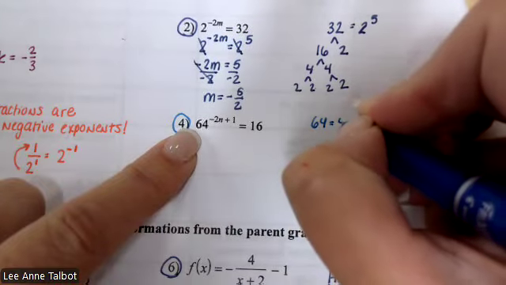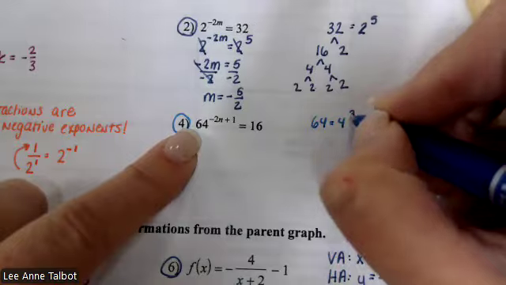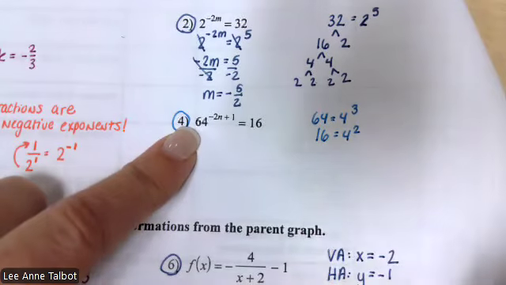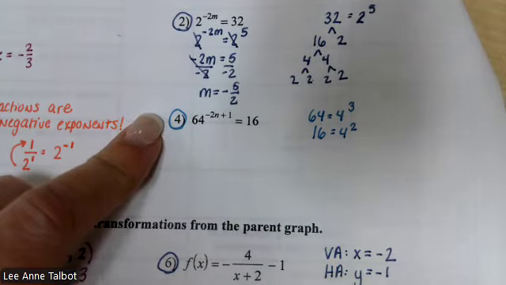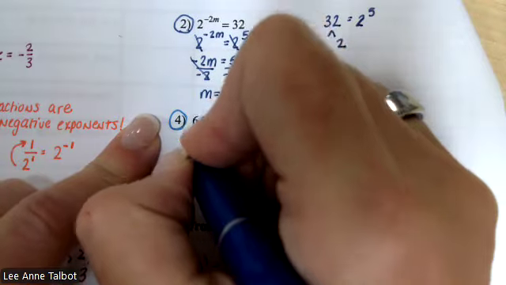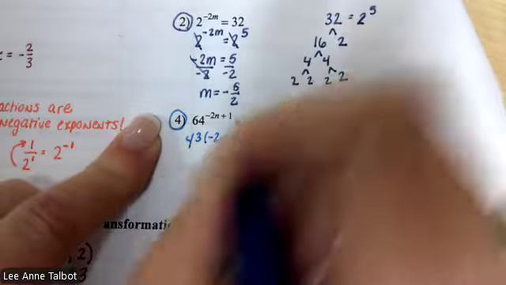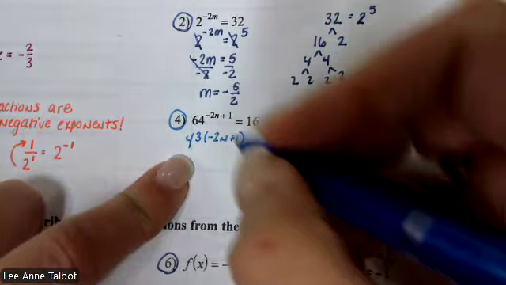So 64 is 4 to the what? And 16 is 4 to the 2. I like to just put this off to the side so I can see where my work came from. So 4 to the 3. And then this goes in parentheses for the distributive property.